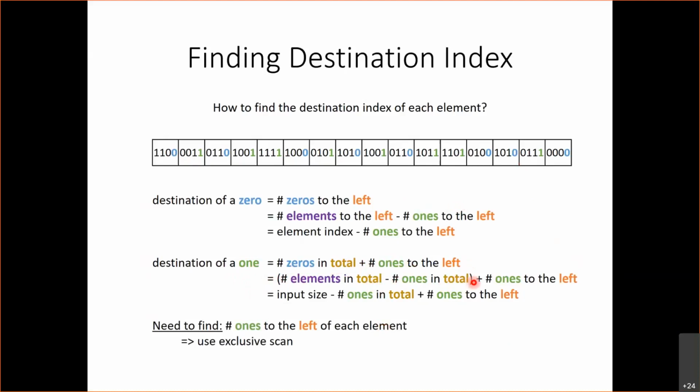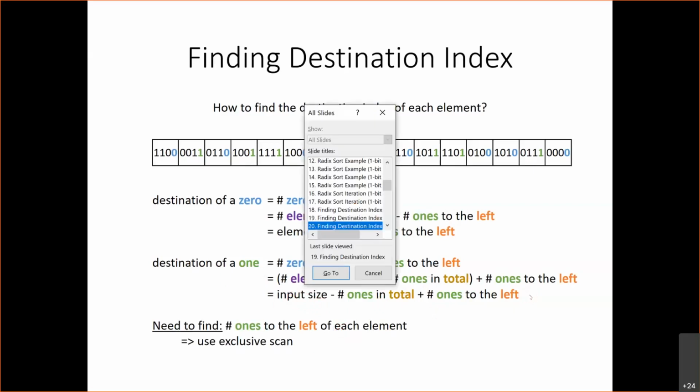Yep. Okay. And then the number of elements in total is basically the size of my input. And then that's the size of my input minus the number of ones in total plus the number of ones to the left. Oh, okay. And we just apply it to the array so we can get the destination. Okay. Thank you.